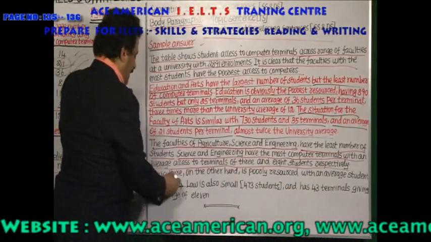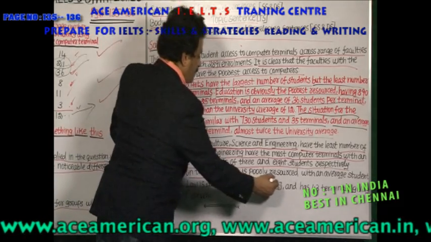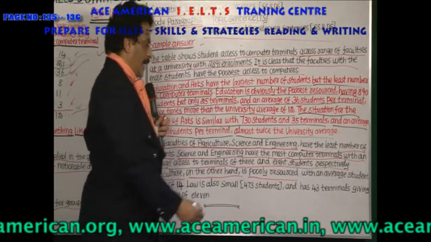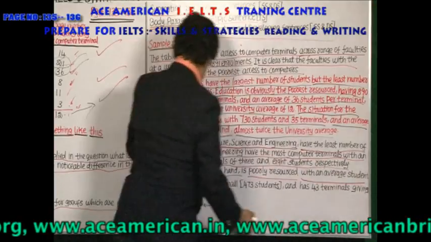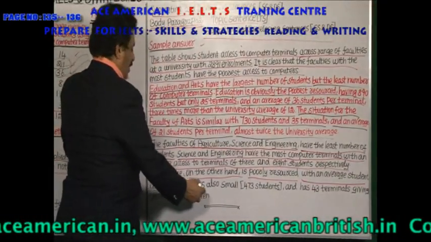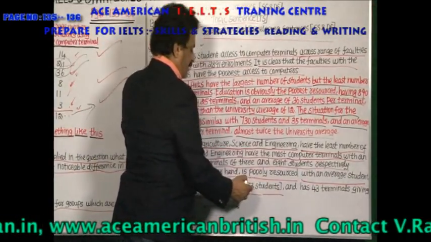Law is also small, 473 students, and has 43 terminals giving an average of 11. So all these data have been interpreted and written. Able to understand? Are you clear about it?